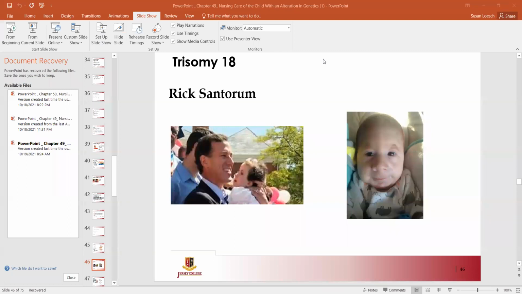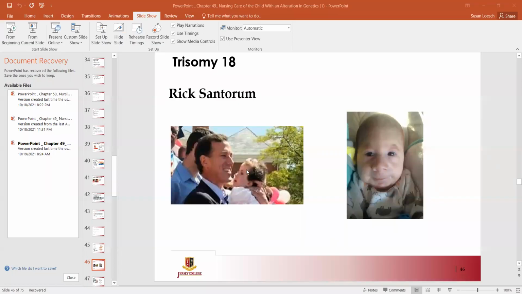Okay, this is Rick Santorum. He's a Republican presidential hopeful back in 2012, and he had a daughter. This is a picture of him with his daughter. And in the picture here, she's 3 years old. She suffers from trisomy 18, and we already discussed that usually most kids die from this by the end of the first year, but this child has defied the odds.